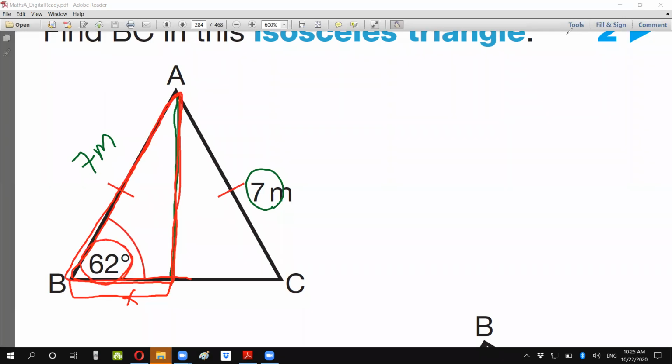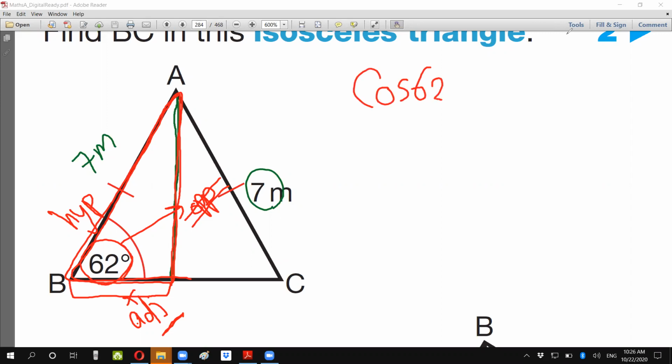I have 62. I will make a line. This is opposite, I don't need it, cross it. Here is adjacent and here is hypotenuse. Adjacent and hypotenuse: which rule will I use? Cosine. Cosine of the angle 62 is equal to adjacent over hypotenuse, x over 7. Cross multiplication. Find x.